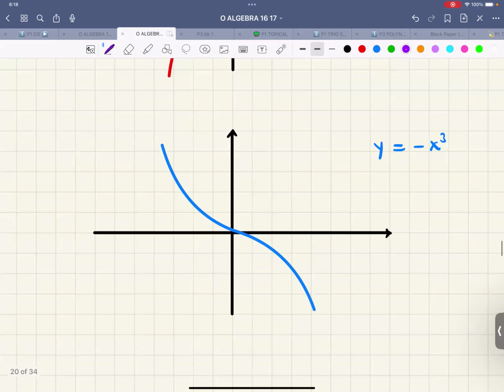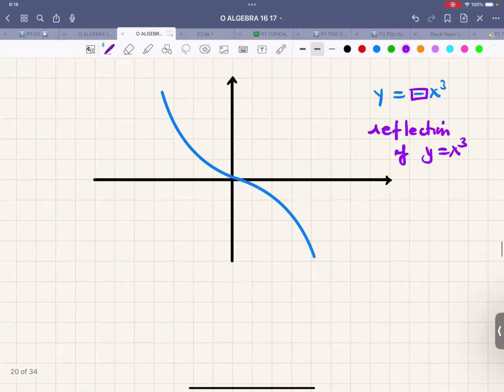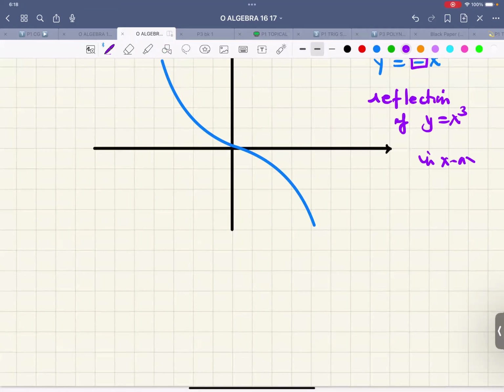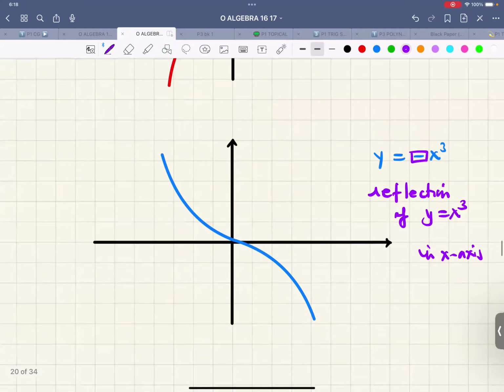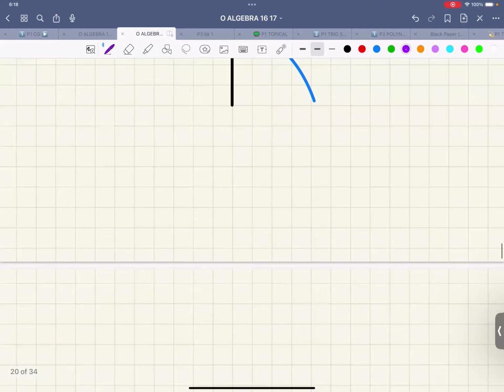Now we know that whenever there is a negative sign, that is a reflection in the x-axis. So that is the basic graph of y is equal to x cubed and y is equal to negative x cubed.